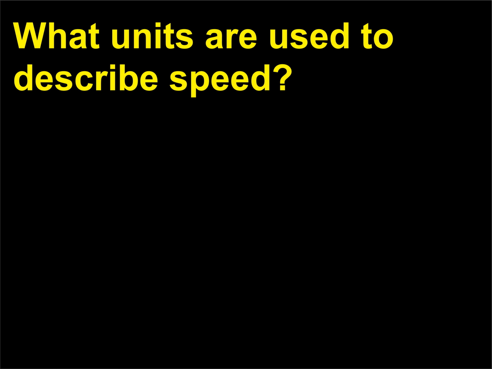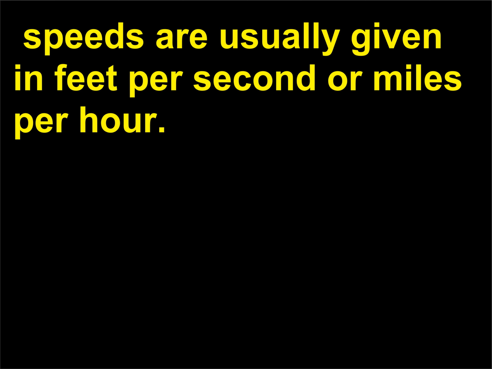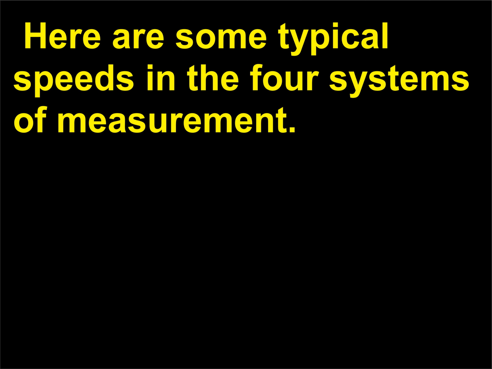What units are used to describe speed? In the English units used in the United States, speeds are usually given in feet per second or miles per hour. In the metric system, meters per second or kilometers per hour are more common. Here are some typical speeds in the four systems of measurement.